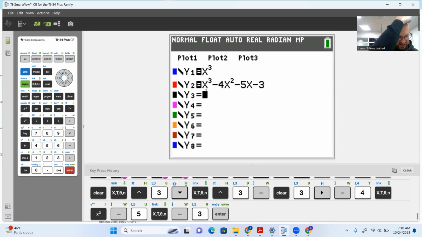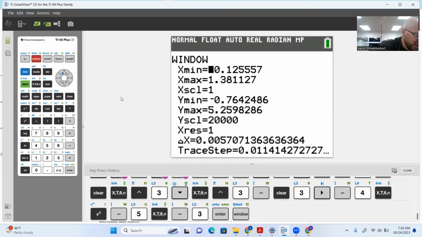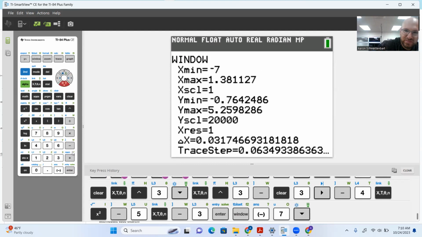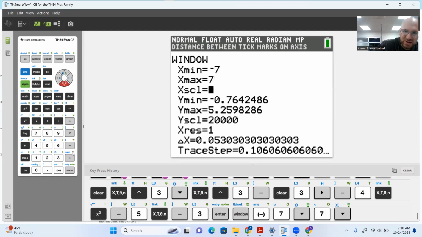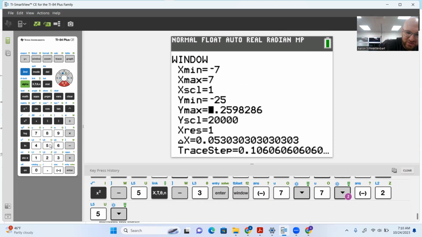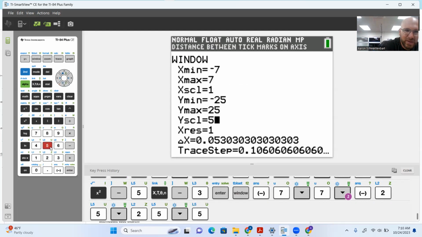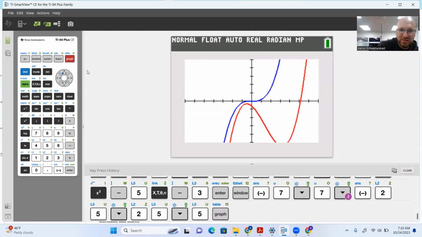And I'm going to set my window exactly how they do it in the book. If you look, they say negative 7, 7. That means the x coordinates. And then the second one, negative 25, 25, is y. So y min is negative 25, y max is 25. Probably make my scale 5 here. And I'll graph it. We can see these graphs look pretty different.